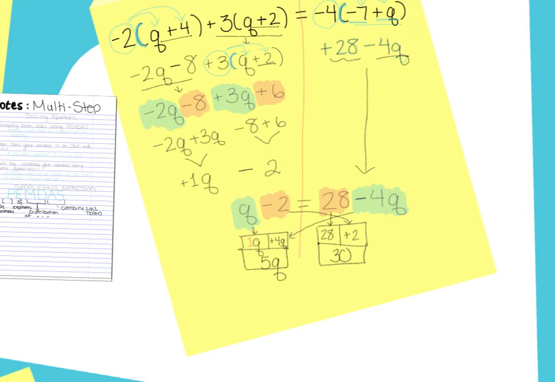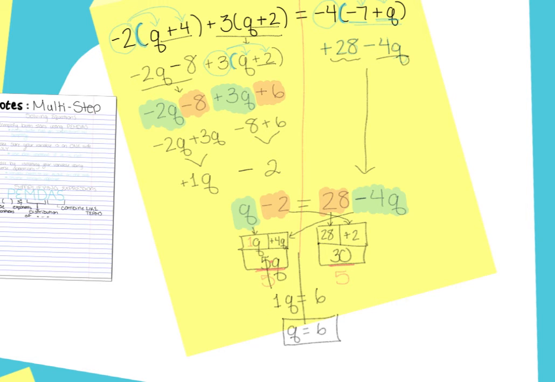And then just get rid of the 5. The number at the end is always being multiplied with your variable, so I divide by 5. I multiplied by a positive 5, so I divide by a positive 5. 5 divided by 5 is 1, positive 1, so I'm left with 1q. And then 30 divided by 5 is 6. So I'm left with q equals 6.